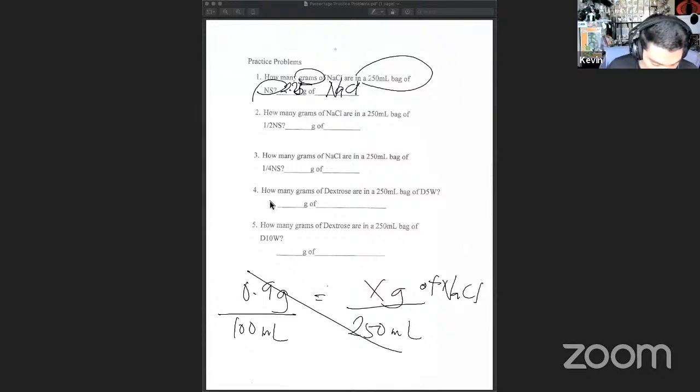Number 2. So this is gonna be how many grams of sodium chloride are in a 250 ml bag of 1/2 normal saline. So we know from the ratio of weights handout that half normal saline is 0.45% of sodium chloride. So we're gonna put 0.45 grams over 100 mL equals what we want to look for, in grams of sodium chloride. So it would be X g over 250 ml, and then cross multiply, and you would get 112.5 equals X times 100, and then you divide by 100. X equals 1.125 grams of sodium chloride.